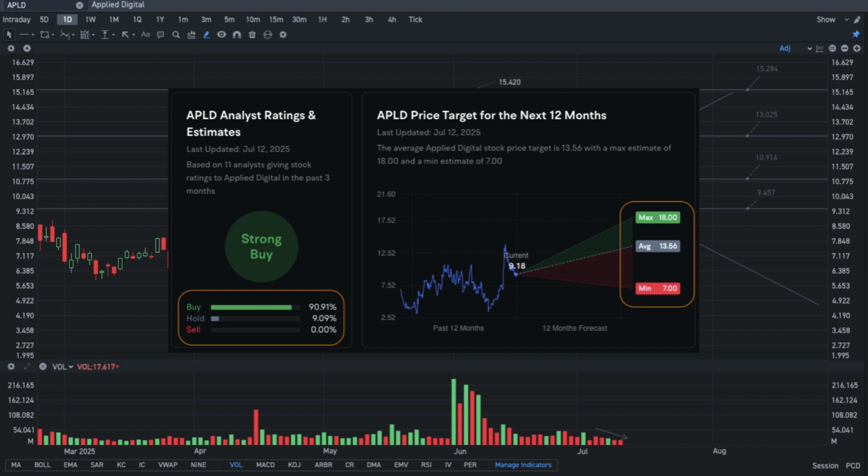In the past 3 months, 11 analysts have tracked the stock and made ratings. Among them, the buy rating from analysts accounted for as high as 90.9%, which reflects that Wall Street analysts are still optimistic about the stock. The average price target for APLD stock from these analysts is $13.50, 46% above the current price. The highest price target for the stock is $18, and the lowest price target is $7.